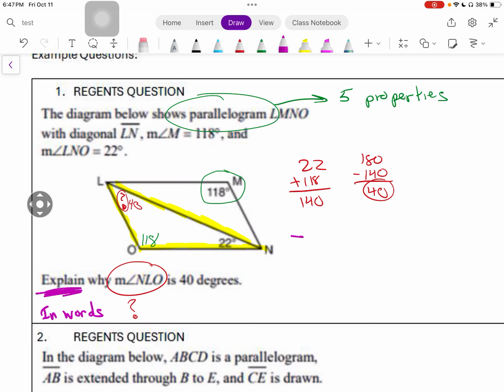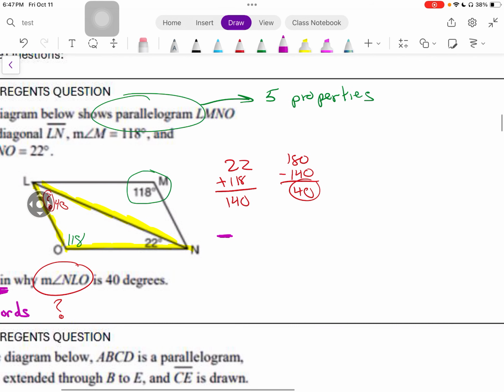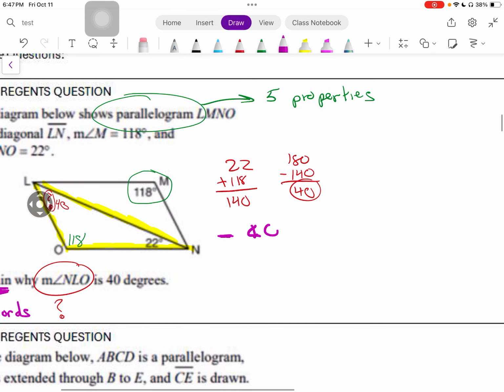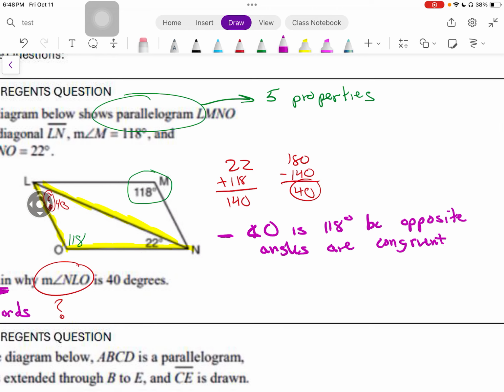So my first thing, I would write this in bullet points or in some sentences, right? What I would say is angle O is 118 degrees because opposite angles are congruent, right? And we know that because it's a parallelogram. And then the next thing I would write is that the 3 angles in a triangle add to 180 degrees.